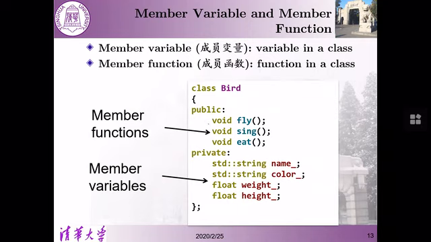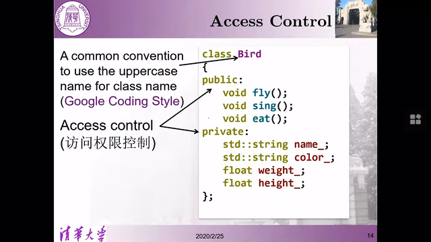We just mentioned that because we asked you to preview and learn the book beforehand, so I assume that most of you already know this. These are member functions and member variables. It's not so difficult. Then we come to access control.